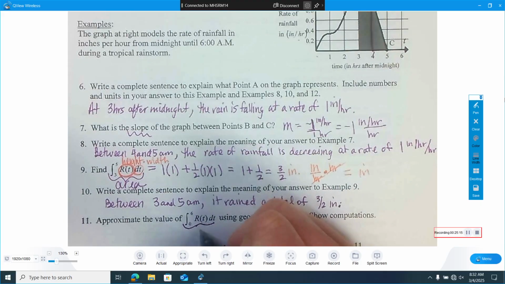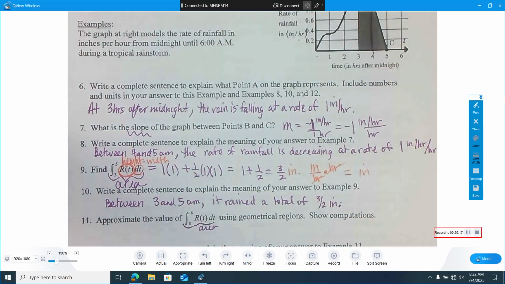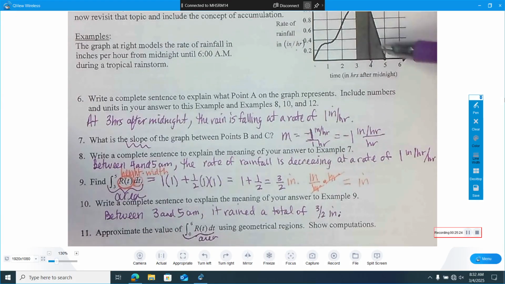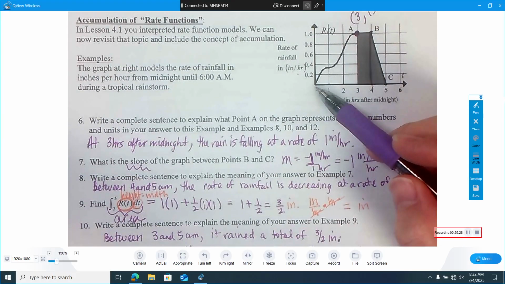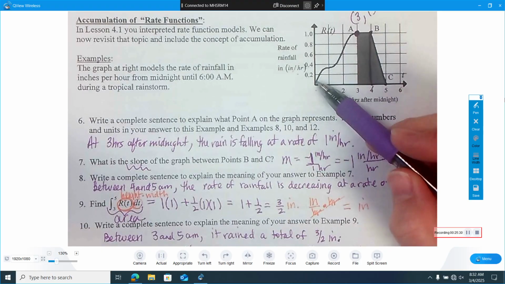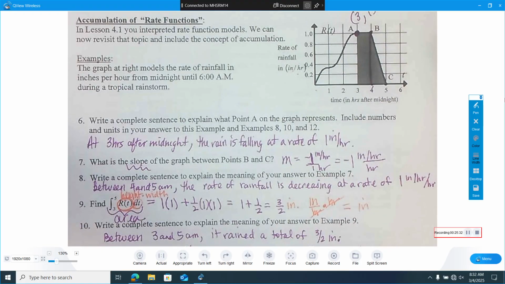So again, this is area under the curve. How do we approximate the value using geometrical regions? We did a shaded region already. How do you suppose we can approximate this first part where it's all curvy-like? Riemann sums?